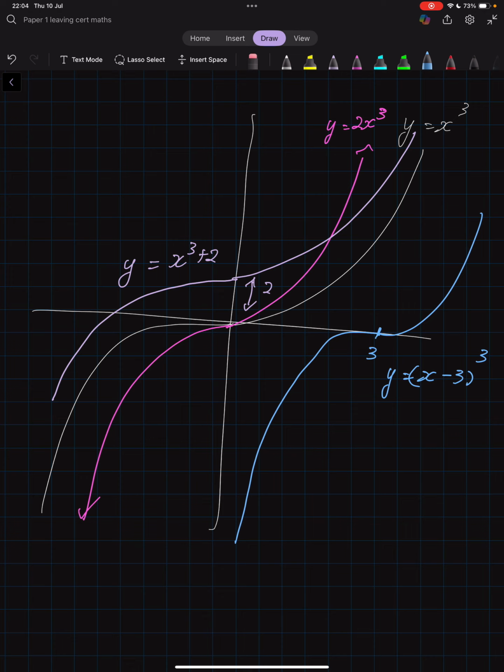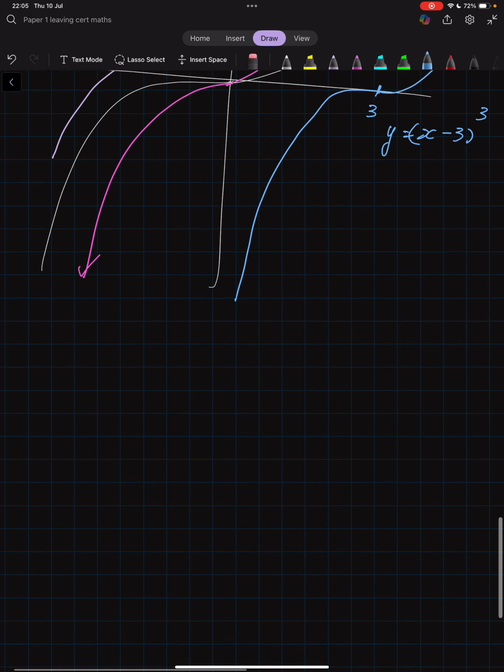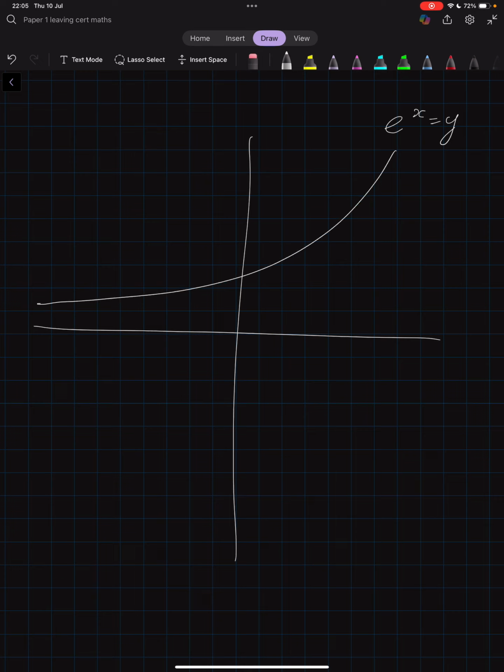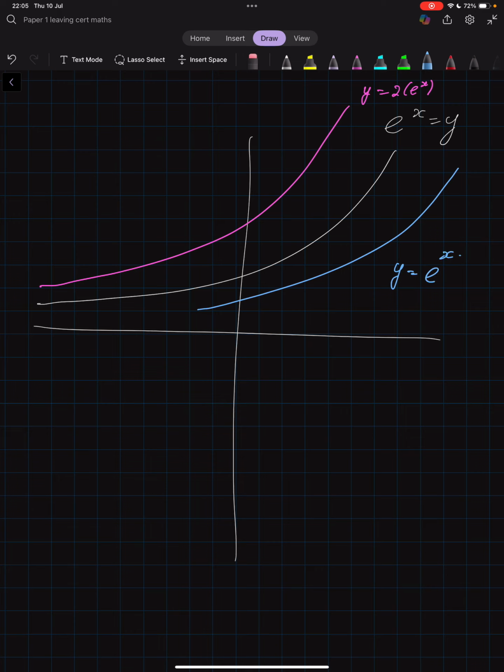Then your exponential ones are the exact same. So let's look at something like this, where it's e to the x. It'll look something like this. Again, if you multiply it by 2, all the values will just be multiplied by 2. So if y equals 2 e to the x, again, it'll move to the right if you do y equals e to the (x minus 2).